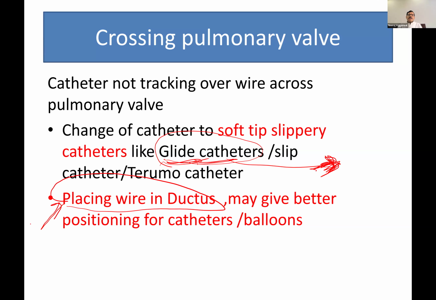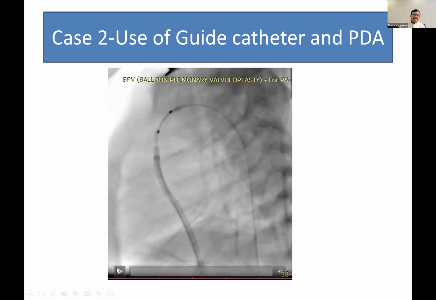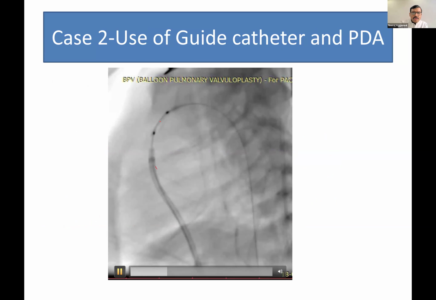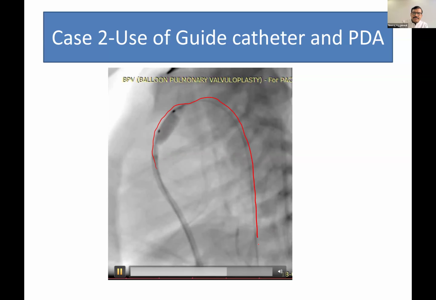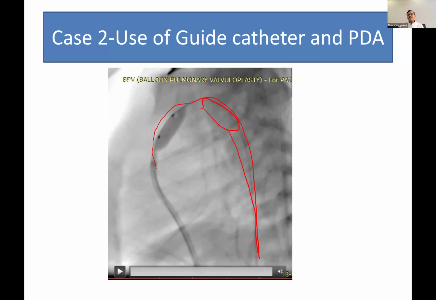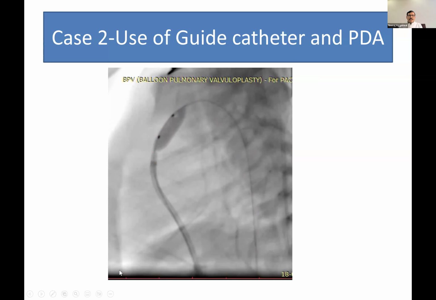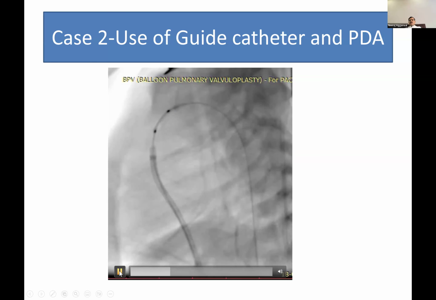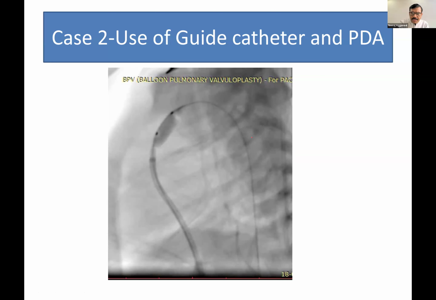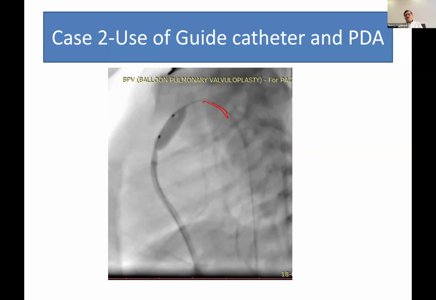Now here, sometimes the balloon is not going over the wire, and the ductus gives strength like this. My wire has gone through the pulmonary valve and then through the ductus into the descending aorta. This long course of wire gives more stability, and then a lot of things can be managed and pushed across the pulmonary valve. But this particular patient went through the PDA here, but the balloon was slipping back again and again. It's a coronary balloon, a small length balloon we were trying to use.